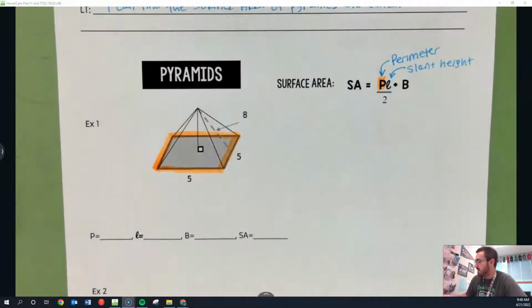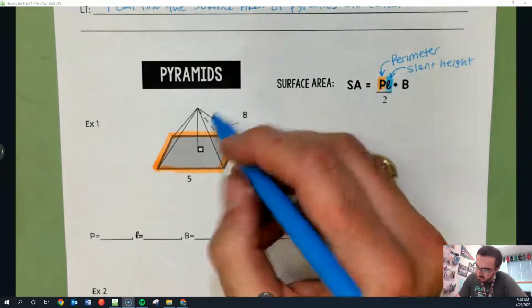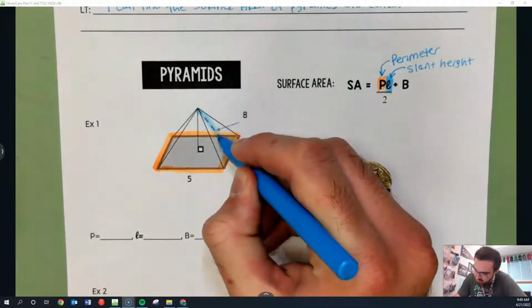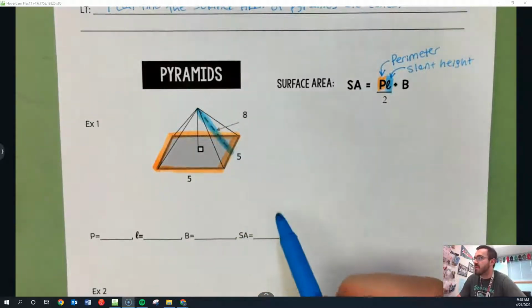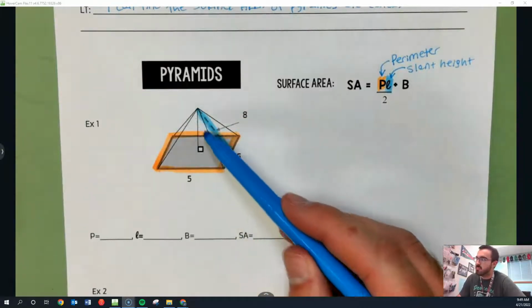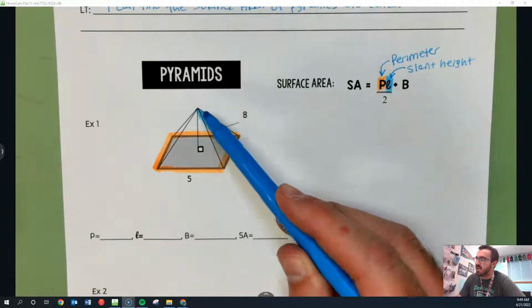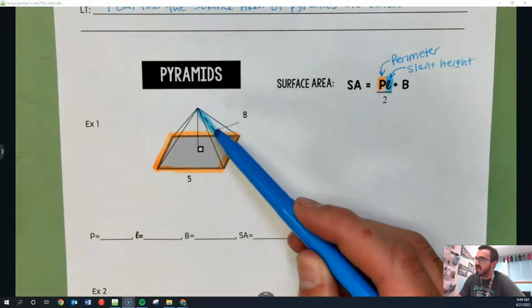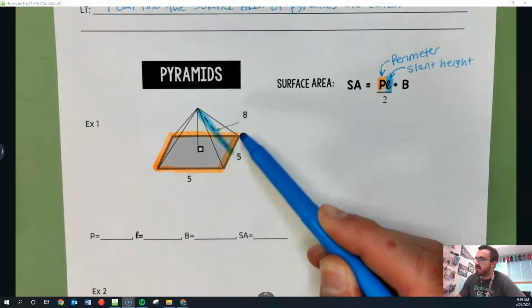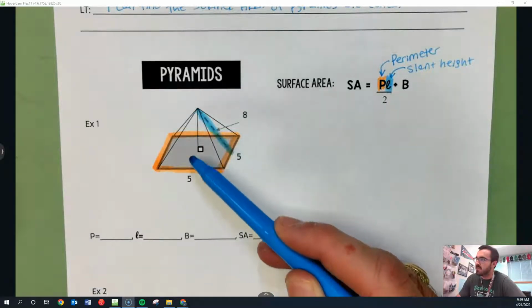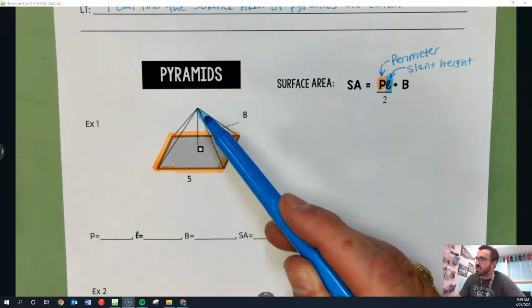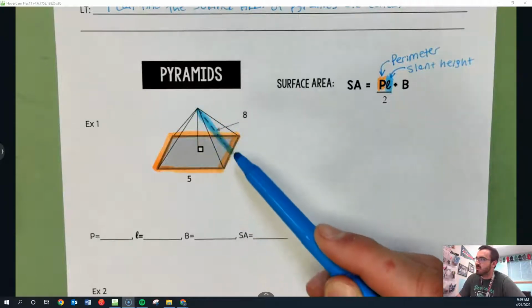So the slant height here would be this height right here. Be careful, because on your homework there are going to be many times when it tempts you to pick something different. This has to be the height that goes from the point down to the side of your base. This, for example, is the normal height. This would just be called the height of your pyramid. That's not what you want. You want the slant height.